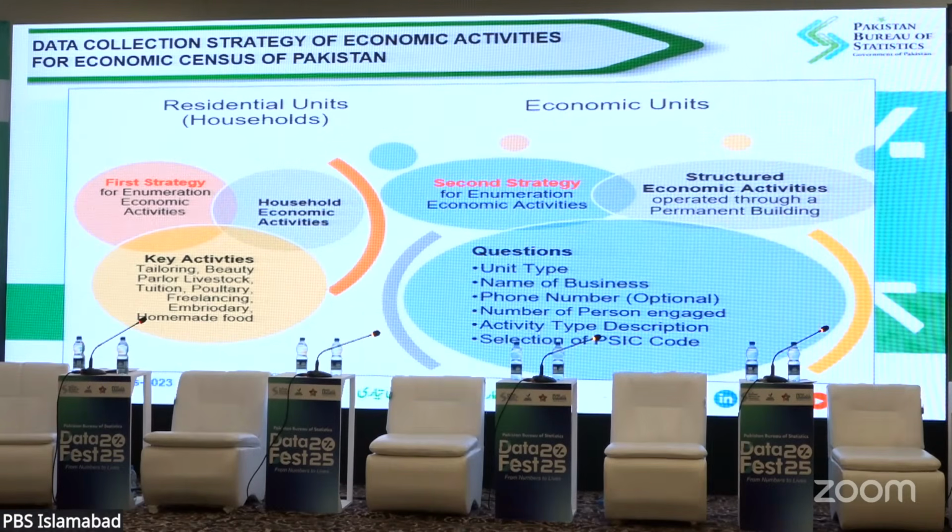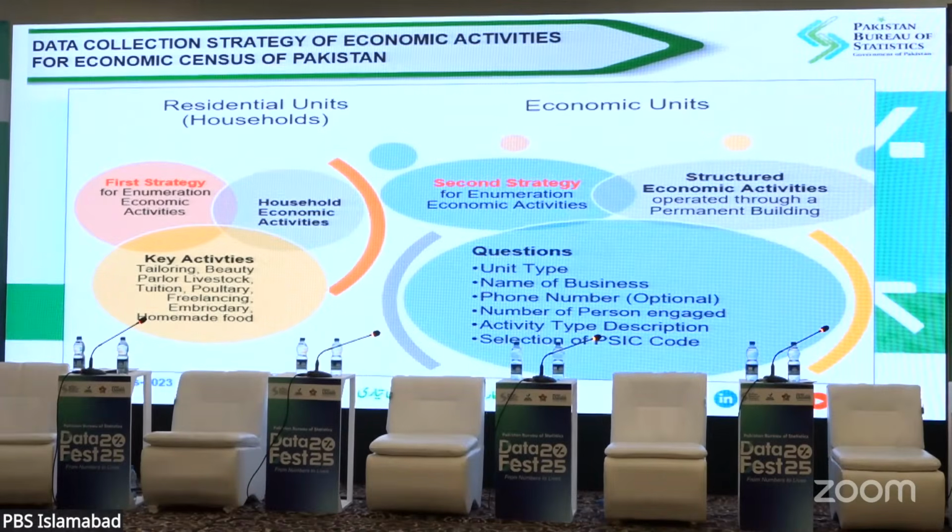Also, some economic units were the secondary strategy for enumeration of economic activities. So all those which were structured, this is important. The mobile ones were not covered and they are out of the system, but at least those which have a proper structure, they have a nameplate which can be geotagged, they can be found whenever we go there and we can trace that economic activity or that structure, that has been enumerated. And the key questions were: what is the unit type, what is the name of the business, the number of persons engaged, and the type of description and the PISIC code we have for the economic activities. Next.